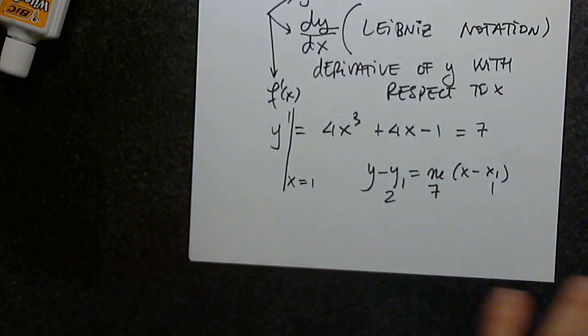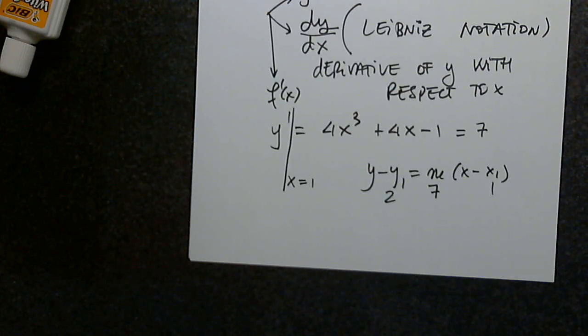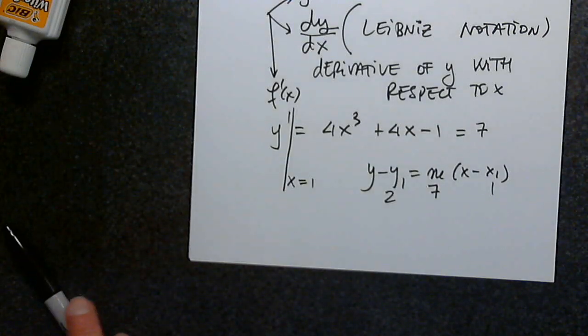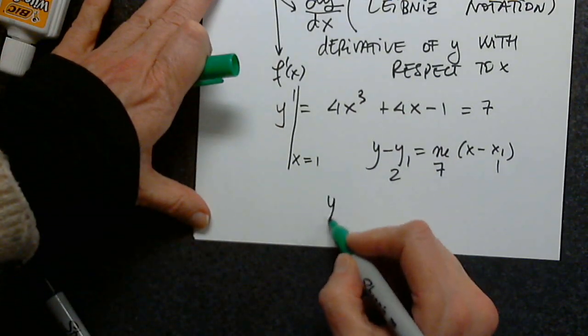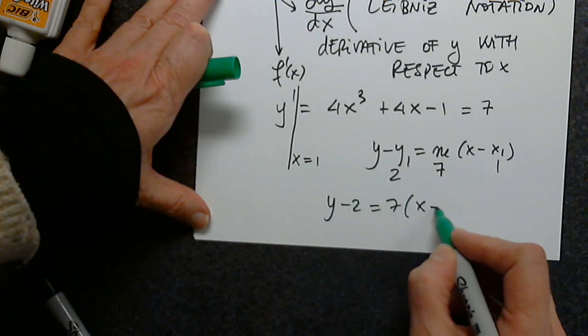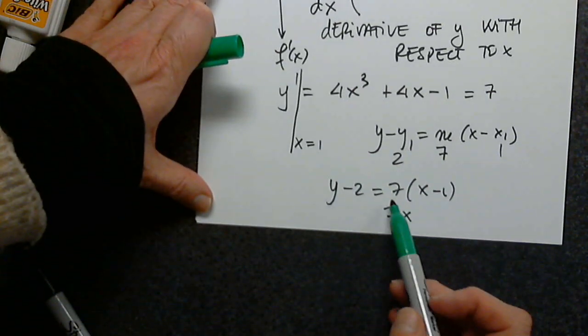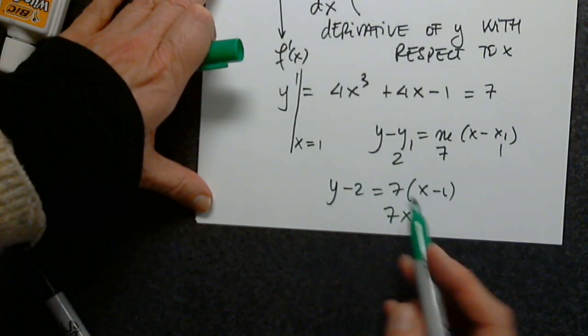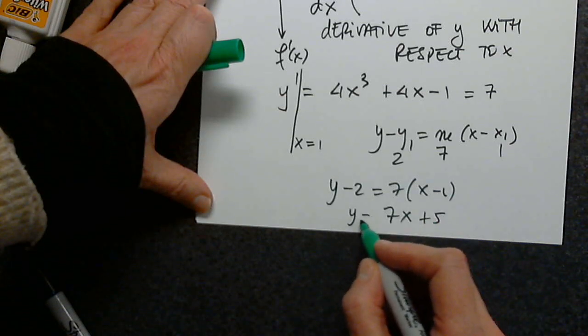So as you see, it's just much easier than finding the derivative using the definition. Now there is no need, I can apply differentiation rules. So then y minus 2 equals 7 times (x minus 1), and then 7x minus 7, but plus 2 will be plus 5.